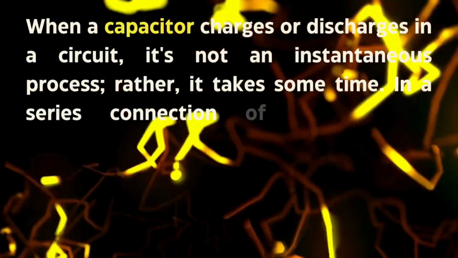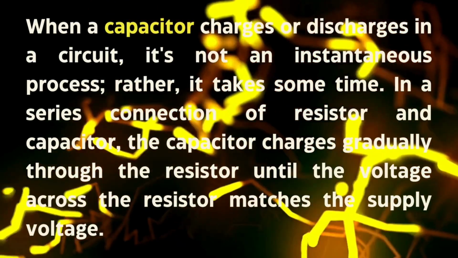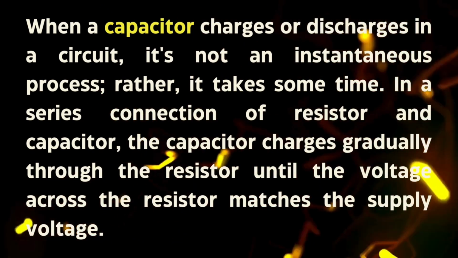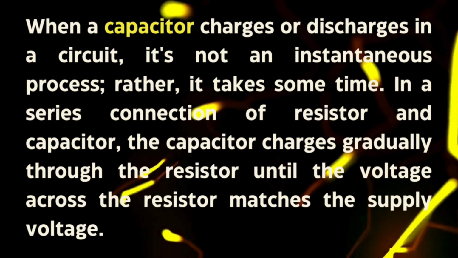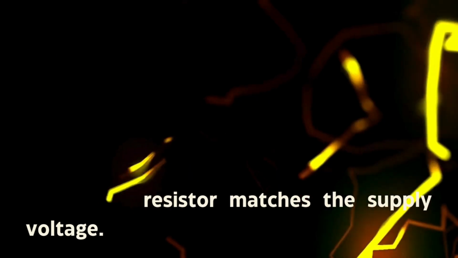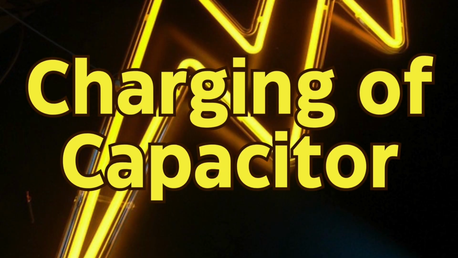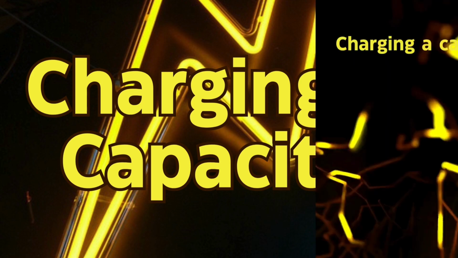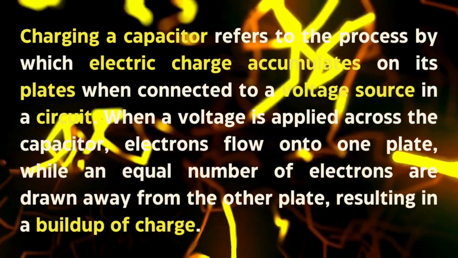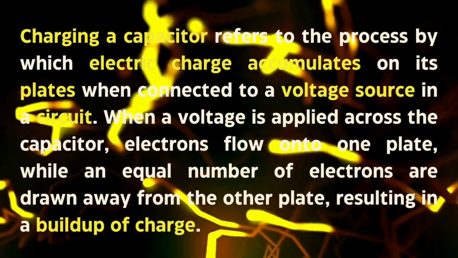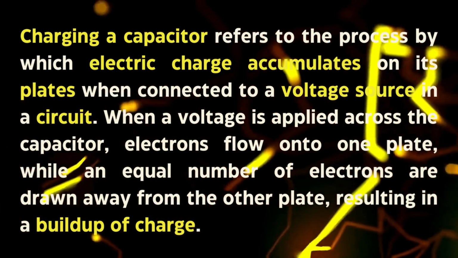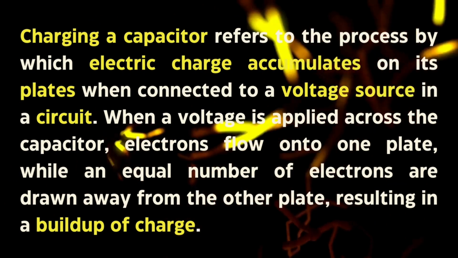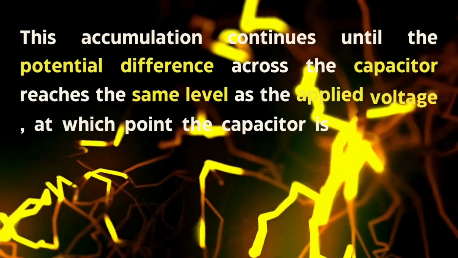Capacitor charging or discharging is not instant. It takes time. In a series connection with a resistor, the capacitor gradually charges through the resistor until the voltage across it matches the supply voltage. The capacitor accumulates charge until its voltage matches the applied voltage, marking it fully charged. Charging rate depends on capacitance and circuit resistance.